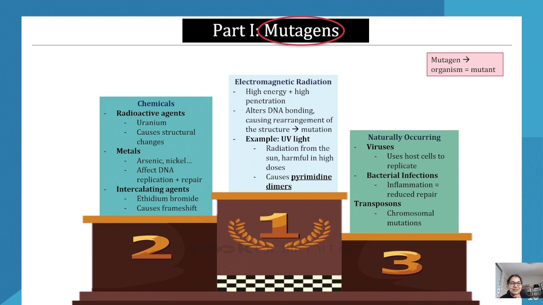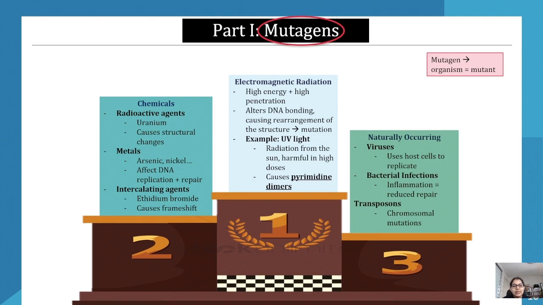Apologies for that. But as I was saying, a mutagen is an agent that causes mutations. There are 3 types of mutagens that we're looking at: chemical, electromagnetic, and naturally occurring. Chemical mutagens include radioactive agents like uranium and other chemicals, and they cause structural changes. We've got metals, including arsenic and nickel, that can affect the DNA replication process.